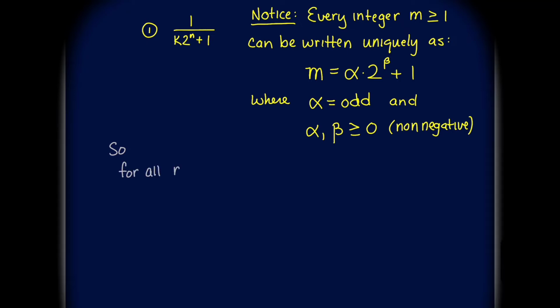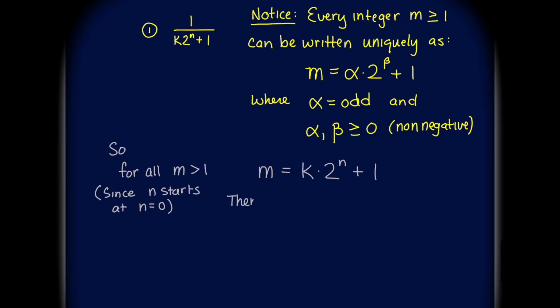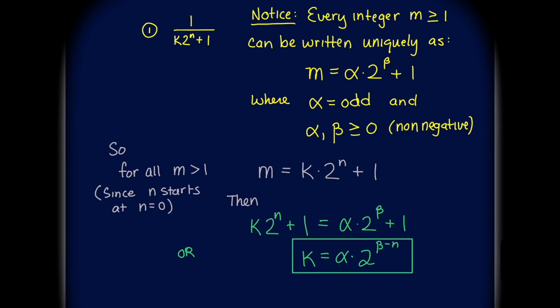So if we look at the denominator of our fraction up there, k times 2 to the n plus 1, we see that it has the same form. So now we consider all values of m that are greater than 1, because since n starts at 0, that would indicate m equals something greater than 1. m is equal to k times 2 to the n plus 1, and also it's equal to alpha times 2 to the beta plus 1. So if we put these together, k can be represented as alpha times 2 raised to the beta minus n power.